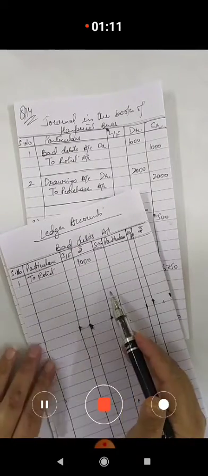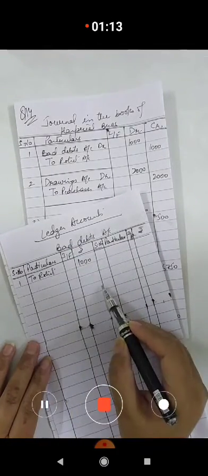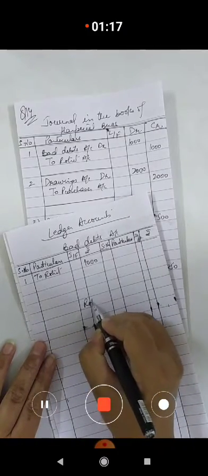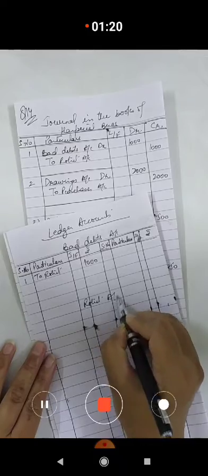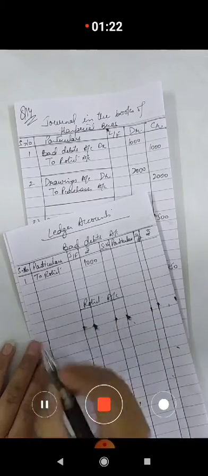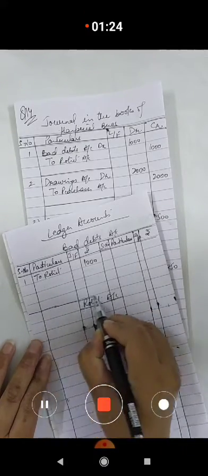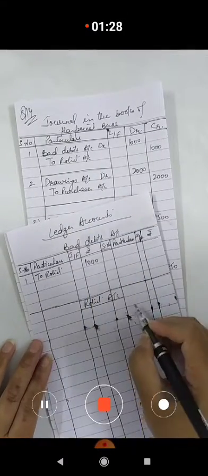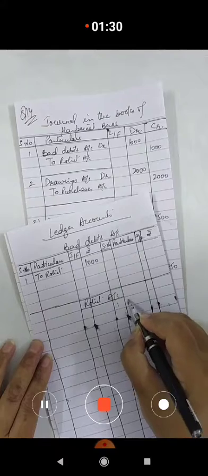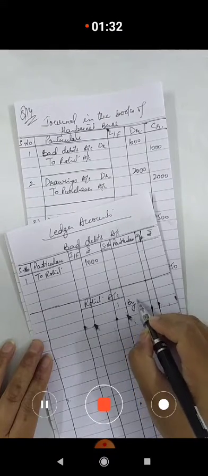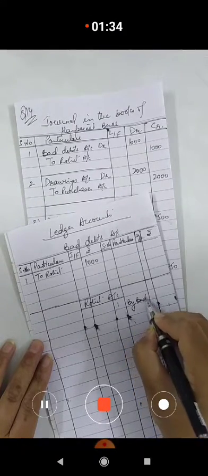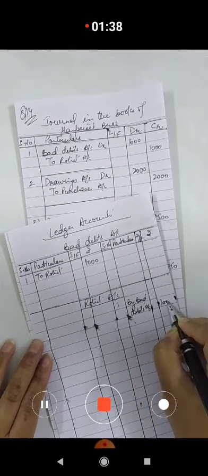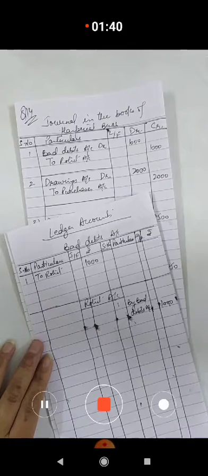You will leave some space, 2 or 3 lines, and you will make another ledger account named Rohit account. Underline this. You can close this ledger account of bad debts with a single line. And Rohit account is on the credit side, so you will write the entry on the credit side, that is by bad debts account, and 1000 will be written in the amount column.